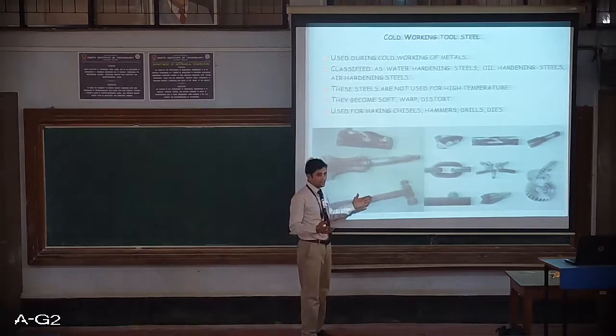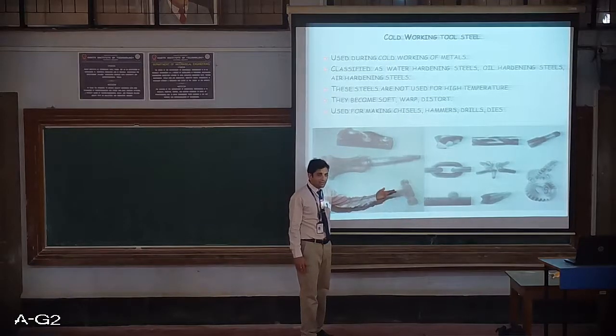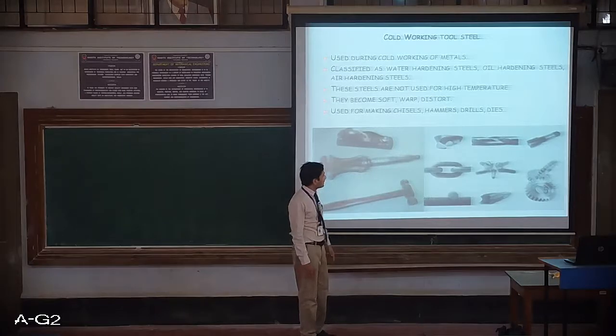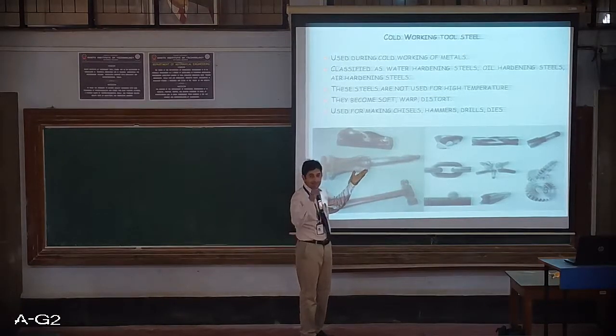In the first year, you have undergone the basic workshop. There you might have come across this type of hammer, the ball-peen hammer. This ball-peen hammer is made up of this cold tool steel. Many times you have seen the gates of our houses, boundaries, and compounds made up of some kind of tools. Those are nothing but like this.